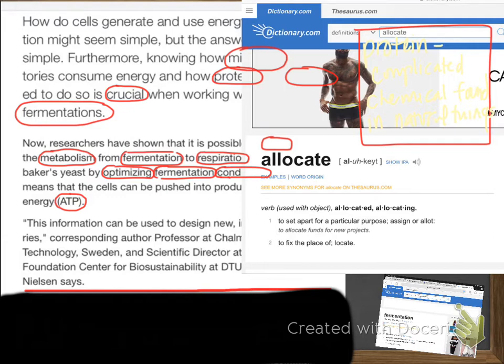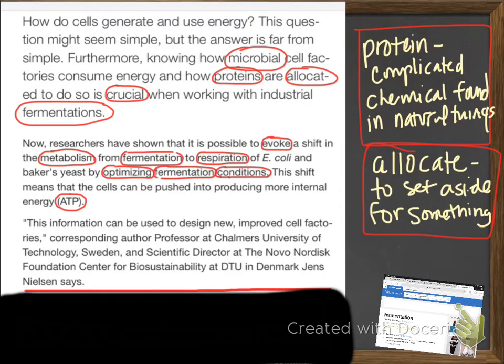Oh, so like if I say, here's the sandwich I'm going to eat at lunch, and I'm going to save this sandwich for dinner. I allocated one of those sandwiches for lunch and one for dinner. Oh, okay. It's like I assigned them a particular role. Okay, I got that. Okay, allocate, to set aside for something. Furthermore, knowing how little cell factories that are made from the cells of bacteria and yeast consume energy and how complicated chemicals are set aside to do so is crucial.